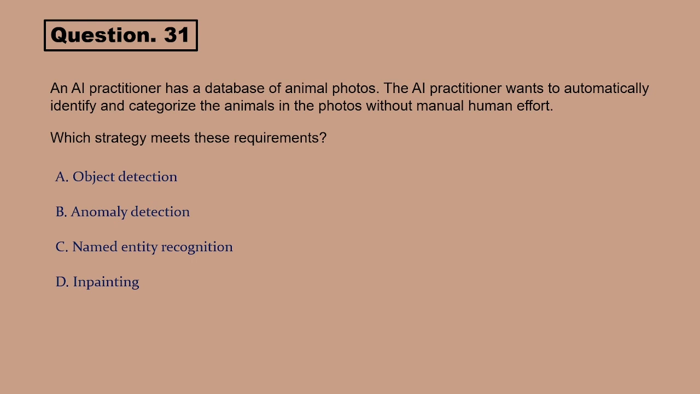Okay, now let me reveal the correct answer. The correct answer here will be option A, object detection. This is because object detection is a computer vision technique used to automatically identify and locate objects within an image. And in this case, it is animals. It also categorizes the objects by labeling them. And that is the requirement of the question. Due to this, option A is correct.